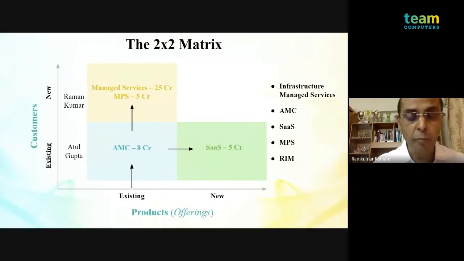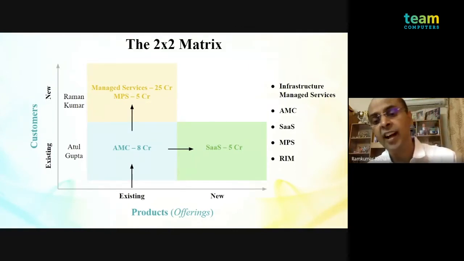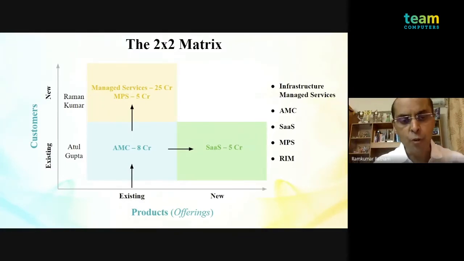Now, before I communicate this to Atul Gupta, it's very important that I also do some homework about Raman, and try to understand what challenges he's facing. Because unless I really know what business issue he has and what I have to offer, I will never be able to communicate this proposition. So I use Atul Gupta to communicate this differentiation.